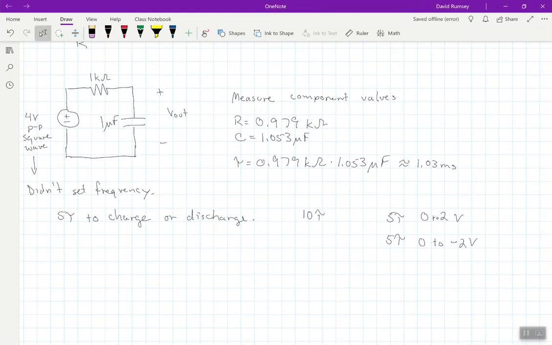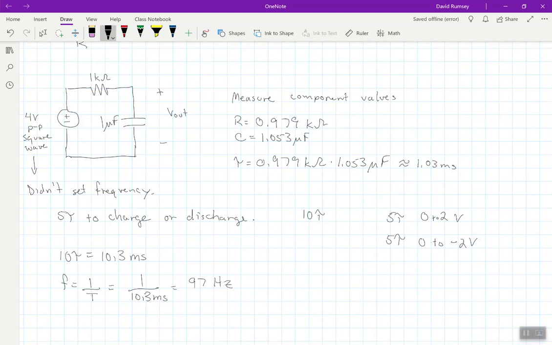So 1.03 times 10 gets me, of course, I don't know why I had to use my calculator for that, 10.3 milliseconds for 10 time constants. Now, to get frequency, frequency is just 1 over my period. So I'm going to do 1 over 10.3 milliseconds, and we get approximately 97 hertz.